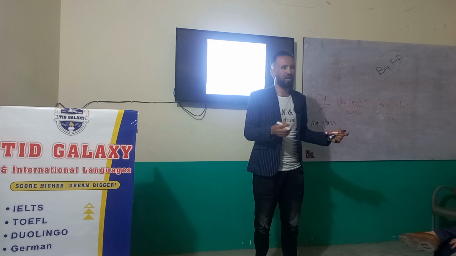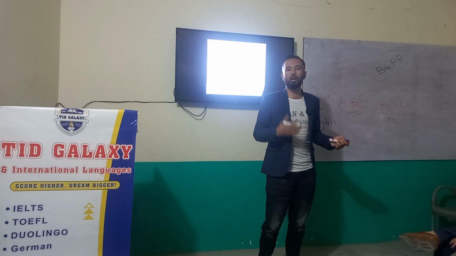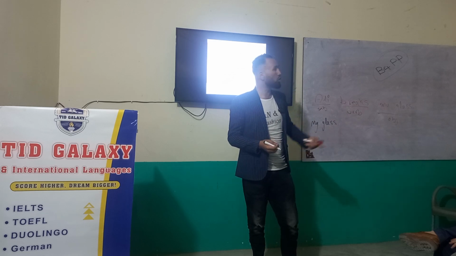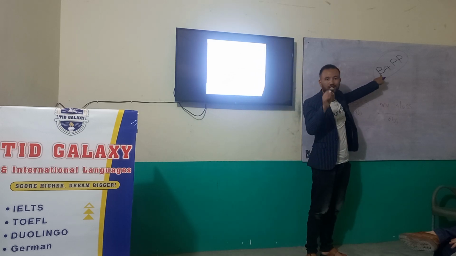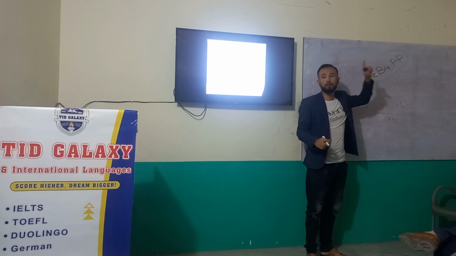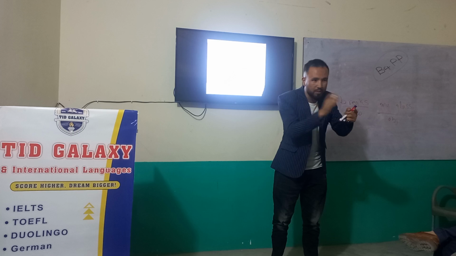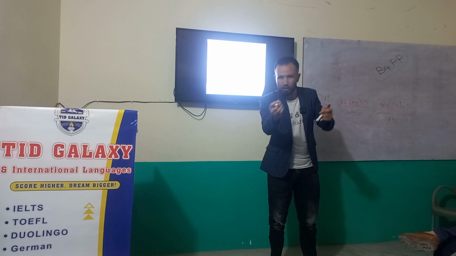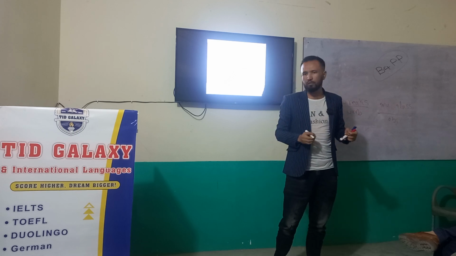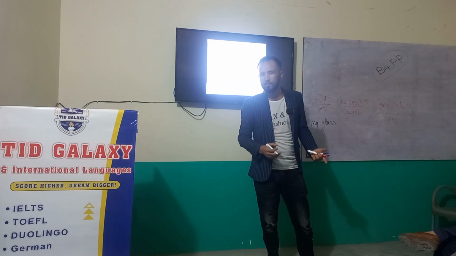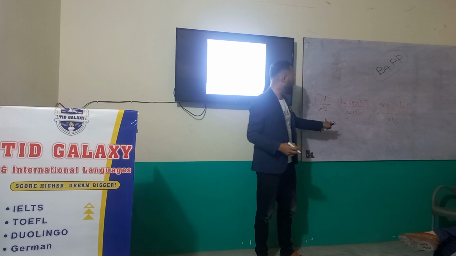What is pp? Past participle, or third form of the verb. The third form of the verb is called past participle. So this is the formula for passive voice. Don't forget it: be plus pp. In every sentence, if you see that there is be plus pp, or to be verb plus third form of verb, that is absolutely passive voice. Got it?